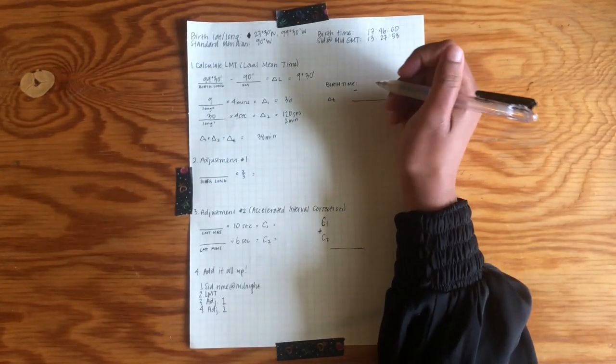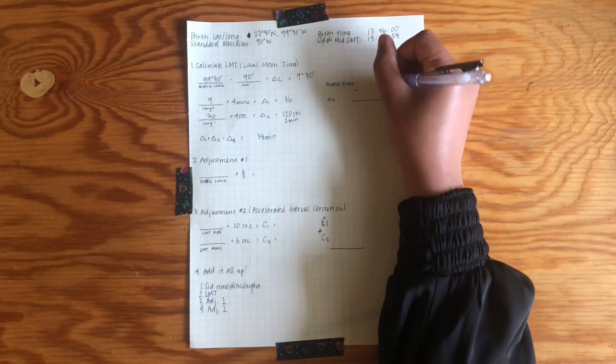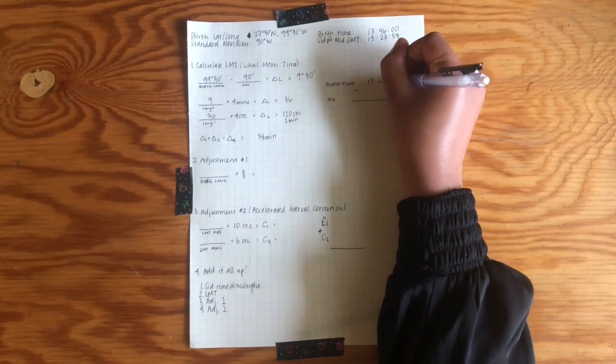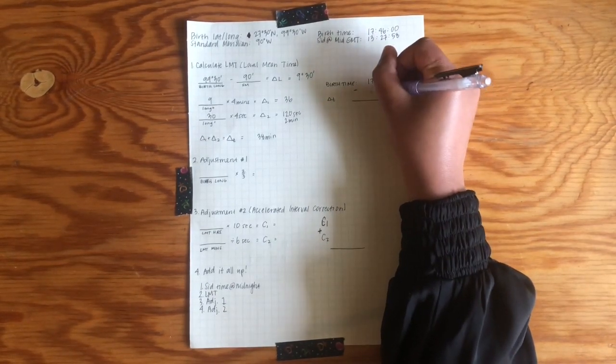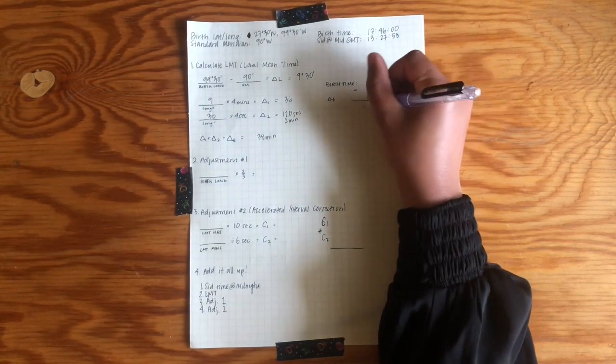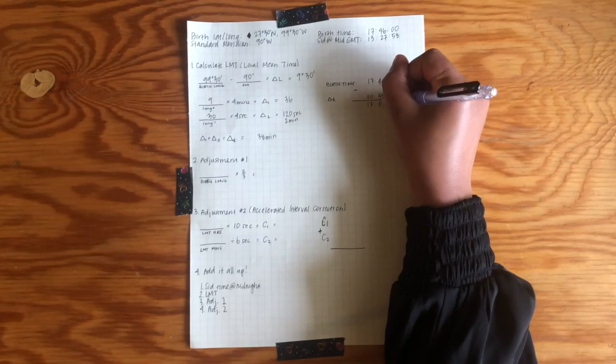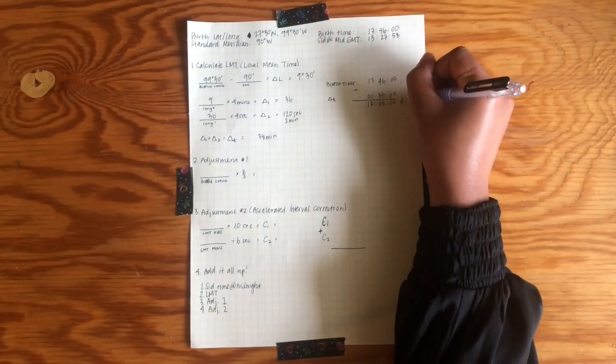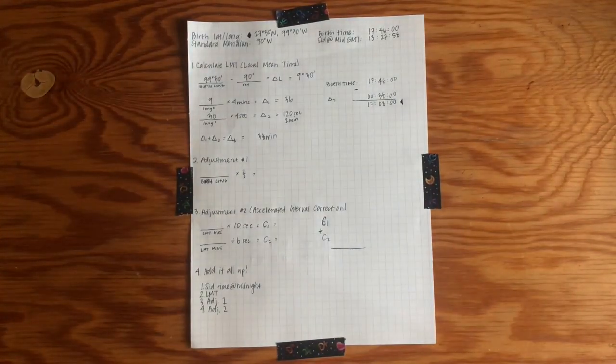So to get the local mean time, we're gonna take the birth time, which is 17:46, and we're gonna subtract this 38 minutes right here, and we're left with 17:08, and this is the local mean time of birth. So we're gonna hang on to that.